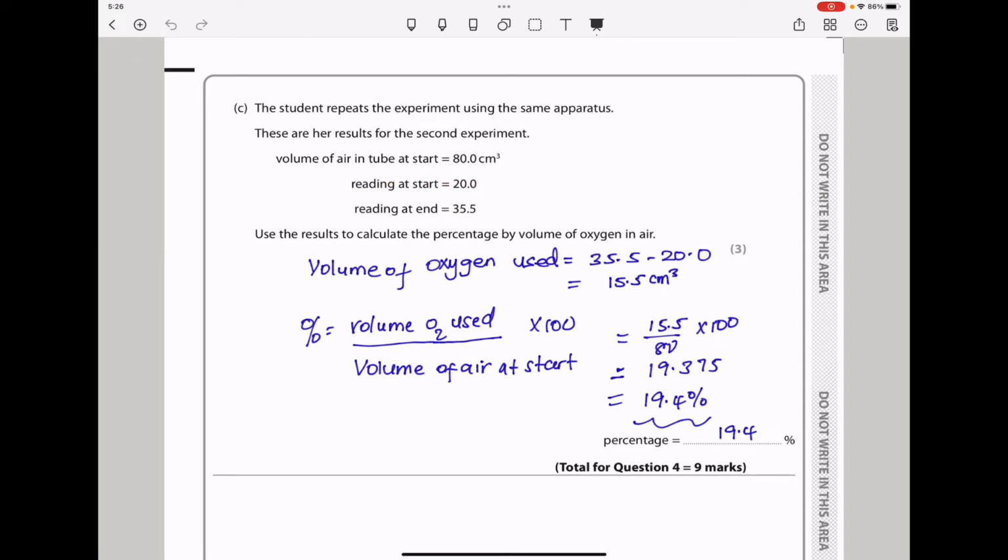And again, remember, they wanted us to use the results to calculate the percentage by volume of oxygen in the air. So we have to find the volume of oxygen used, divide by the volume of air at the start. So oxygen used is going to be that minus that, which gave us 15.5. And the percentage by volume is going to be 15.5 divided by the initial volume of air, which is 80, times 100. And that gave me 19.4%. And that is my answer for question 4. So this brings us to the end of question 4. Let's continue to question 5.